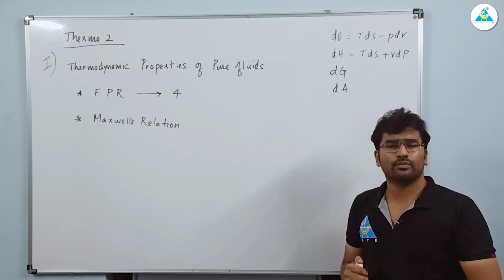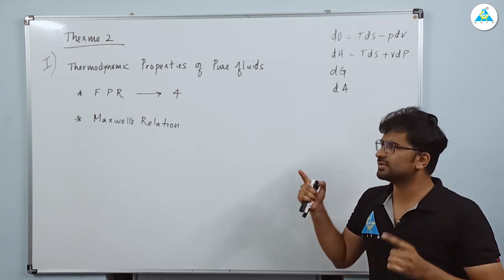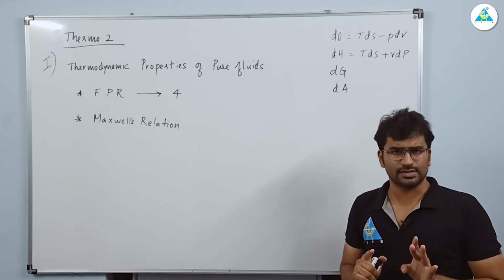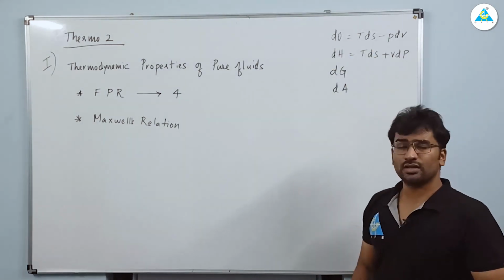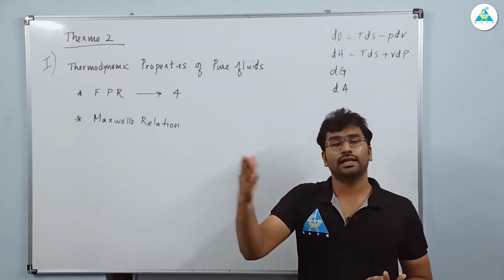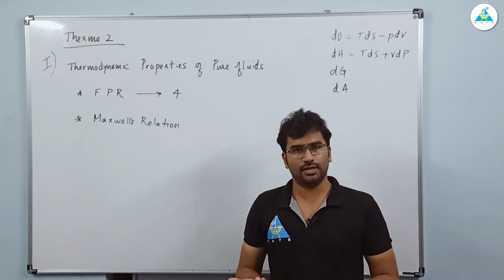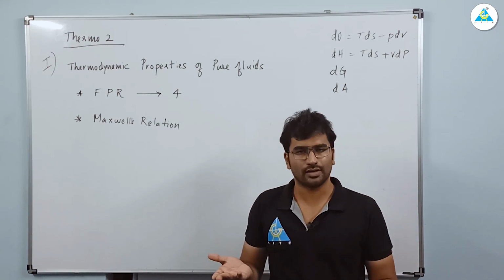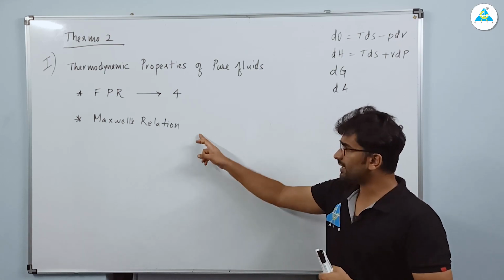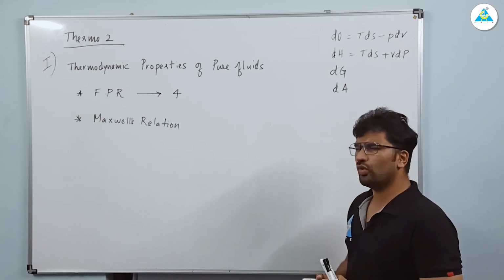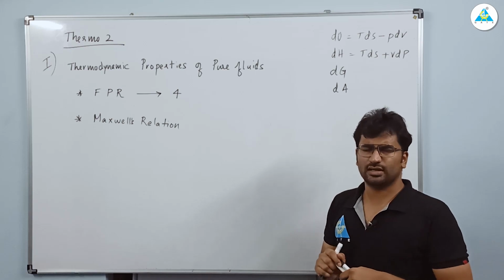In our college thermodynamics, this is always a question in your university exam: explain all the fundamental property relations and derive the Maxwell relations from that. Clear? This was the normal question, used to be a 15-16 mark question. So Maxwell relation. Remember, you don't have to remember any Maxwell relation and all.